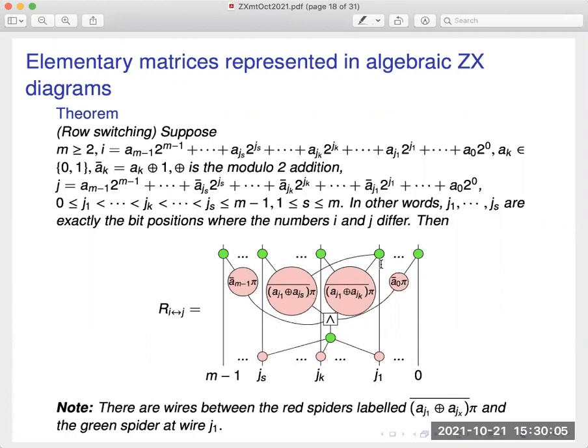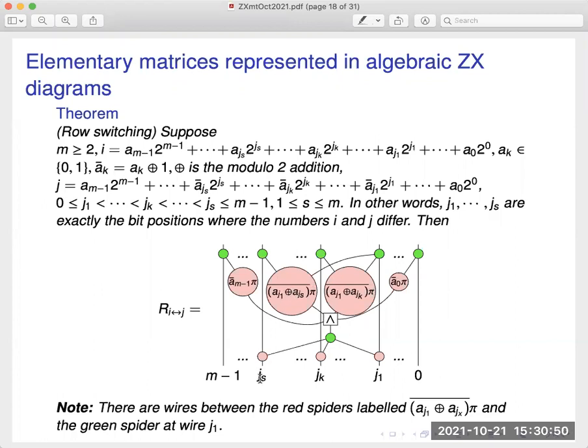Then you should fix one. Here I fix J1, and then from JK, you also need to connect this red node. You need to connect both J1 and JK green nodes, and the label is the complement of AJ1 plus, modulo 2, AJK, and then you take the complement and then you times pi. So you should be careful.